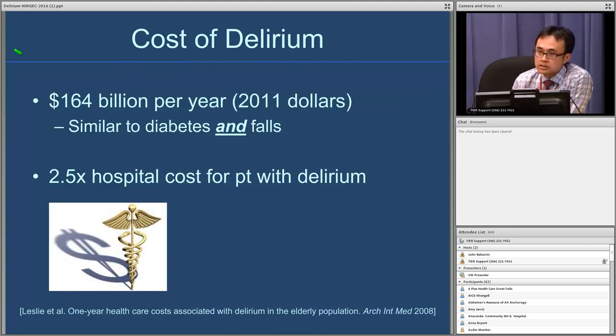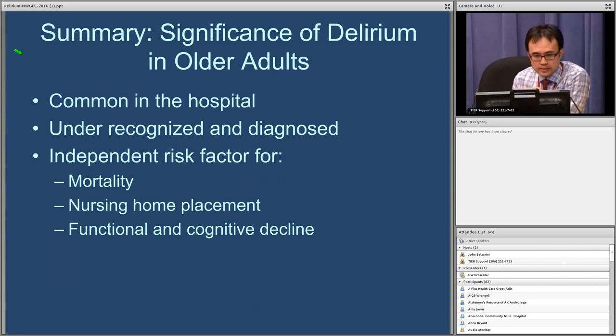There's a huge cost to our healthcare system too, where at least in 2011 dollars, it was $164 billion. Just to put it in perspective, that was how much it took to care for patients with diabetes and falls combined. So there's a huge cost associated, for the healthcare providers in the room, or if you've had a loved one who has been hospitalized and has had this condition, it makes sense. People who have this condition stay in the hospital longer, and they have other complications that happen because they stay longer. So the hospital costs go up extraordinarily high.